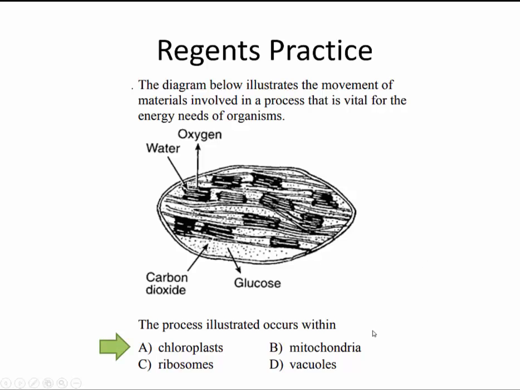We're looking at chloroplasts. Ribosomes produce proteins. They look very different. Mitochondria, that produces ATP for a cell, also very different. And vacuoles store water generally, also very different looking. So the answer here is chloroplasts. This picture is a chloroplast. Next up.